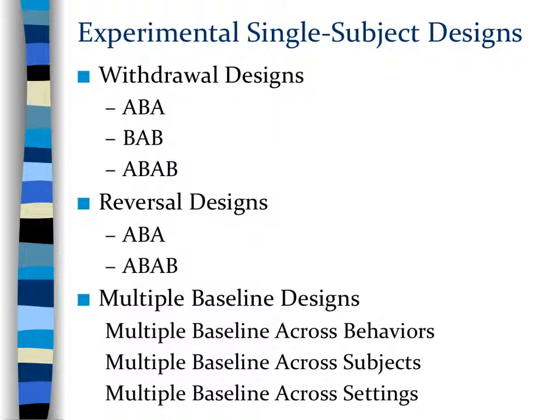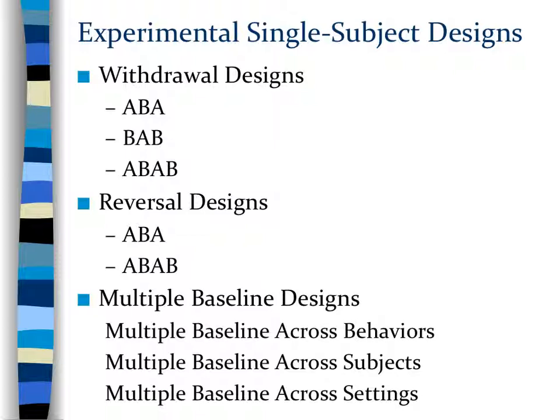There are commonly three accepted types of single subject research design. The first one being ABA, which is a withdrawal design. The second one being reversal designs or alternating treatment design. And the third one is the multiple baseline designs, which could be multiple baselines across behavior, multiple baselines across subjects, and multiple baselines across settings.